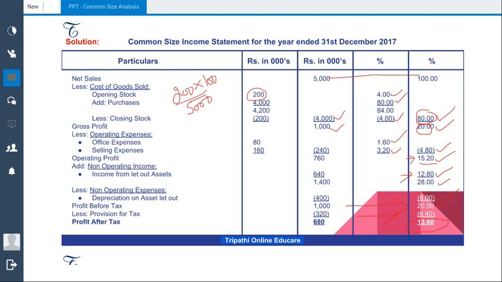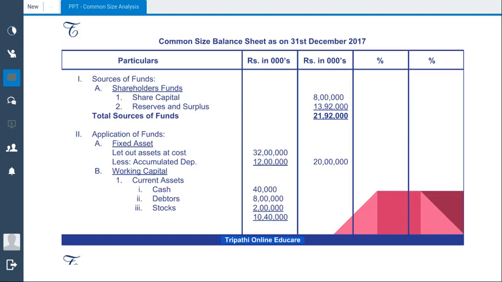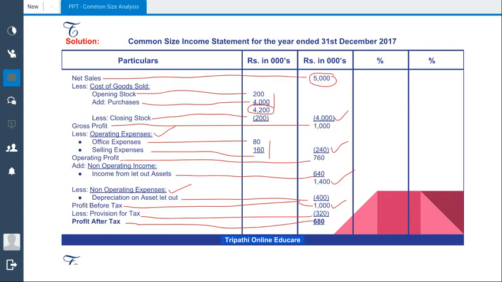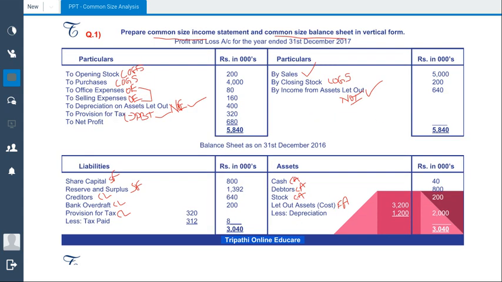Right? Now we'll have to go to the balance sheet. This is how we prepare common size balance sheet. You will have two rupees columns and two percentage columns. Why do we have two rupees and two percentage columns? Because one is inner and second is outer column. Now in common size balance sheet, you can see we have share capital and reserves and surplus. Share capital is 800, reserves and surplus is 1392.